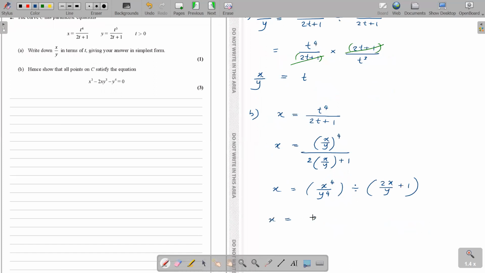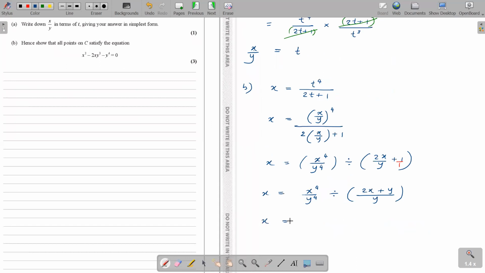Let's simplify. I get x to the power 4 over y to the power 4. I still can't convert the division to multiplication until I make a common denominator. So I'll make a common denominator: this is over 1, so multiply both up and down by y, giving 2x plus y over y. x equals x to the power 4 over y to the power 4. Now that I took the common denominator as y, I can turn division to multiplication, so I get y over 2x plus y. Do you agree with me? So one y term will cancel. Is that okay?